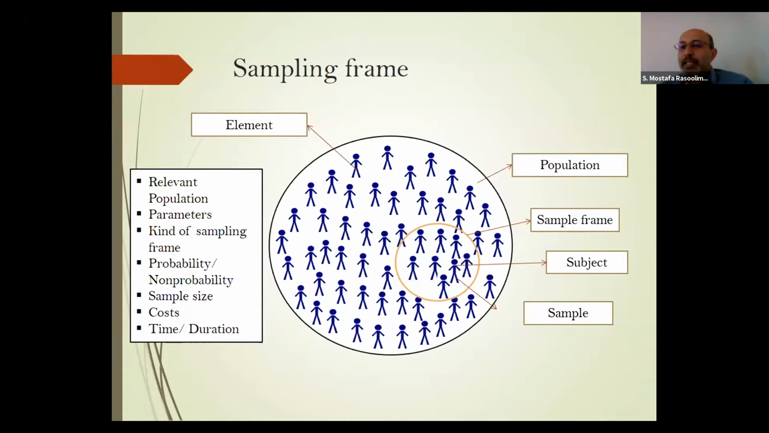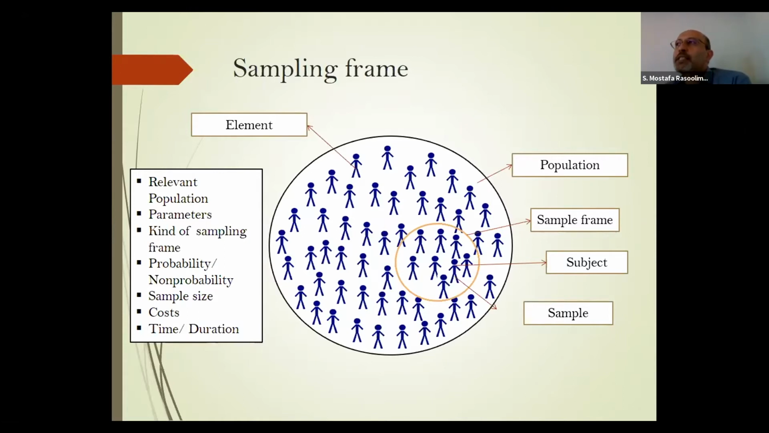Sampling frame. Among the population, and for all population members, most of the time, always some part of the population is accessible for us. And we can collect data from this part of the population, right?